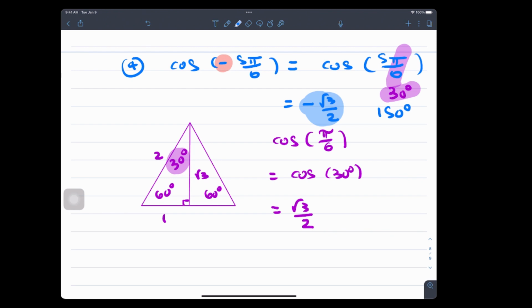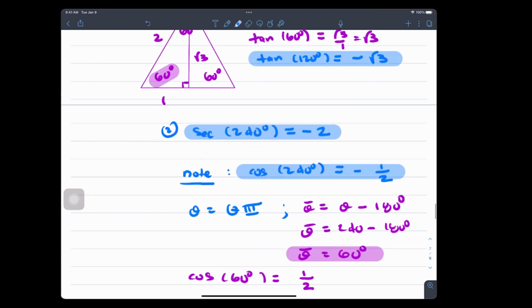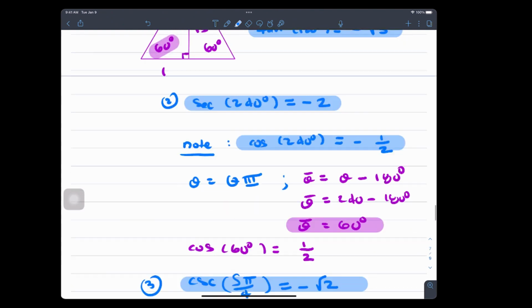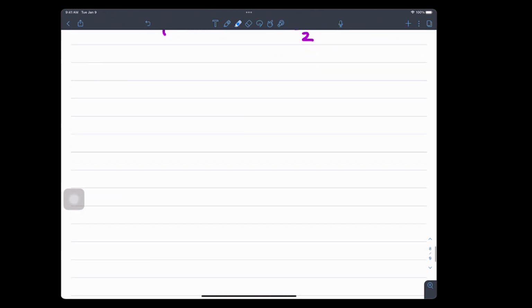So you just have to find the reference angle, geometry, in order to do trig. So the path to trig is what? Geometry. Sine of negative 5 pi over 3. Okay.